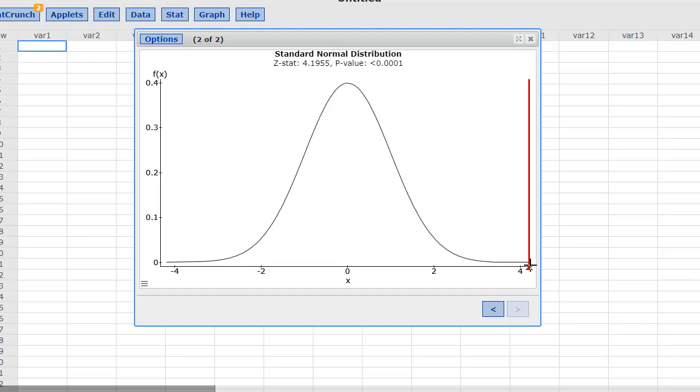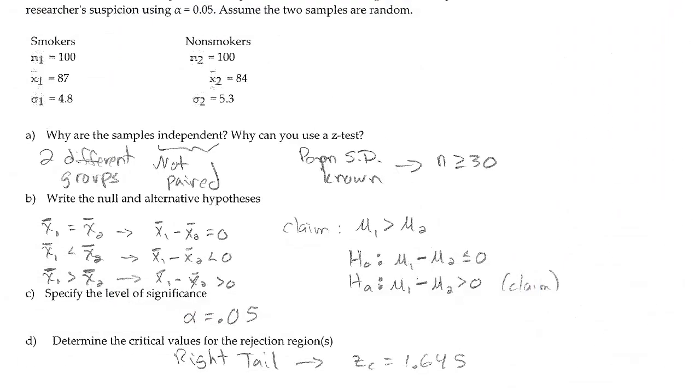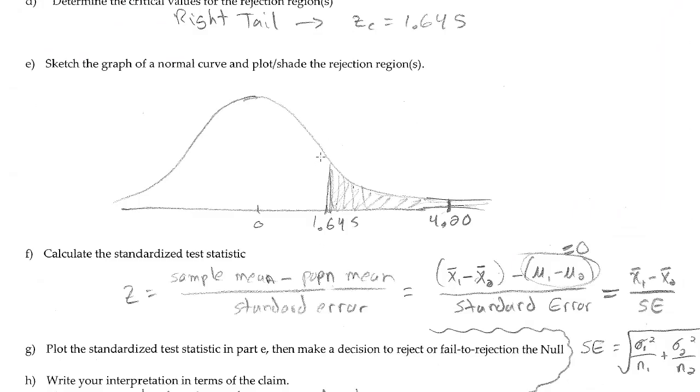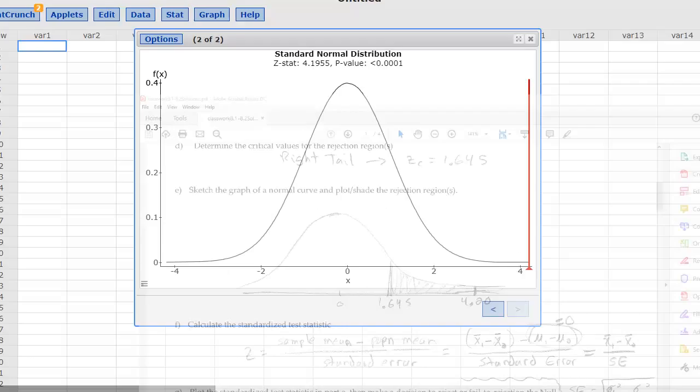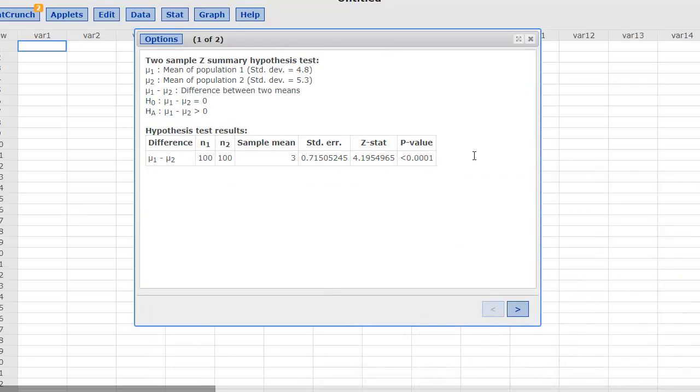Now with StatCrunch, they don't show me the critical value of 1.645 that we got on our graph. Right? They don't show me that. They're only giving me the p-value. They do calculate the standardized test statistic here, and they tell me the associated p-value. But in this problem, we were doing the rejection region. But at least we can compare to our standardized test statistic that we would have gotten by hand, and with the given p-value, we can make the decision.